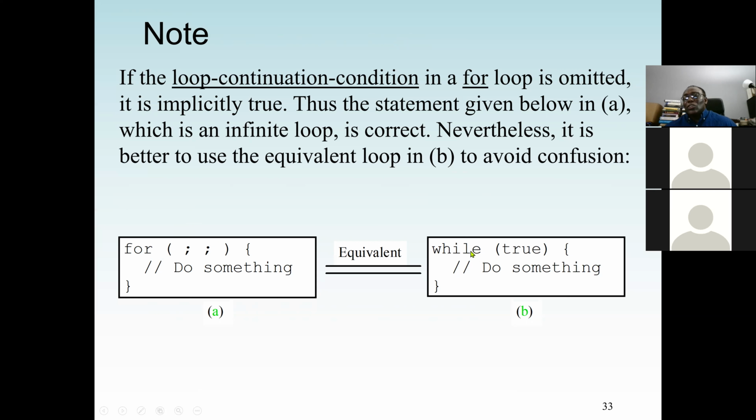It's the same as writing a while loop. Now, when you write while, because we don't have all the 3 statements in the while loop, we have to specify whether it's true. So while true means it is always going to be true.